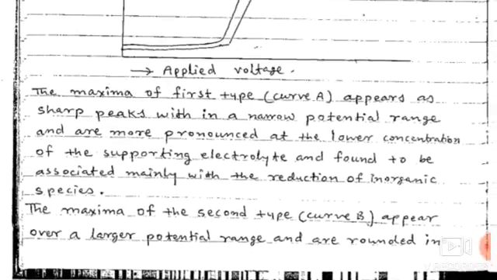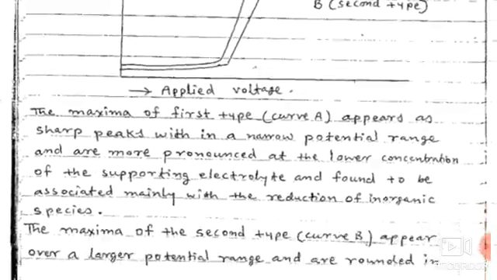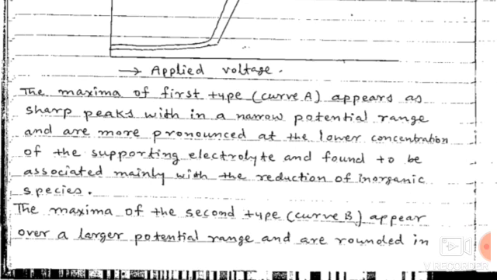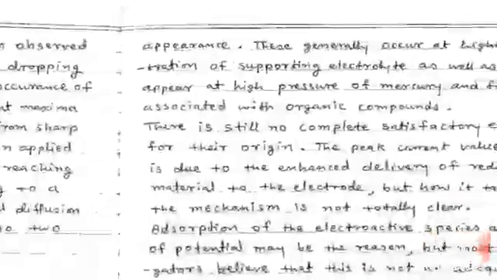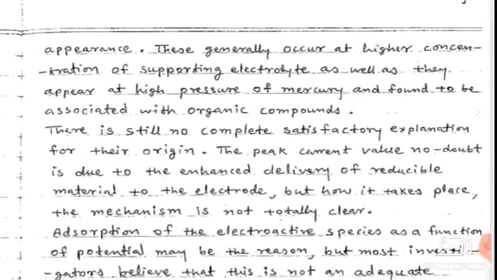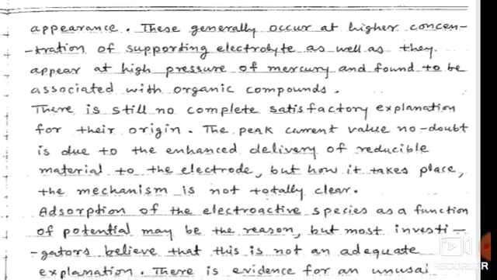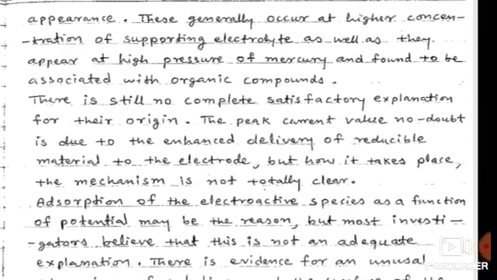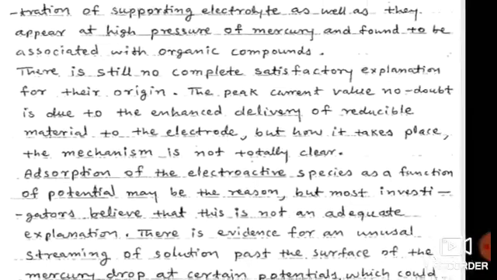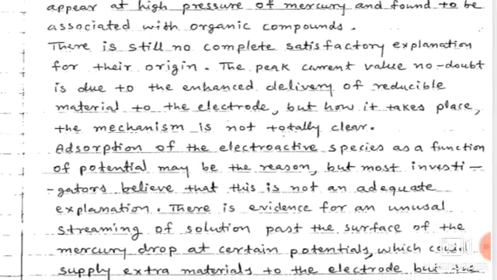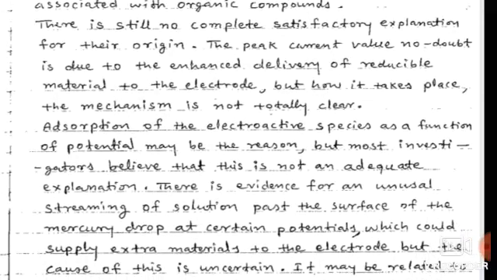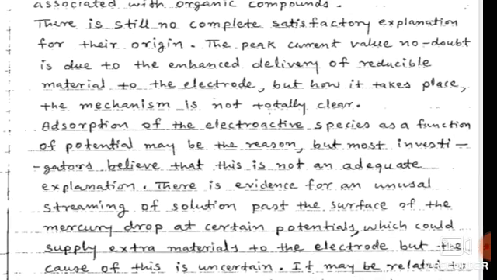And the maximum of the second type, that is curve B, the hump type of curve, appears over a long potential range and is rounded in appearance. This generally occurs at a higher concentration of the supporting electrolyte, as well as at a high pressure of mercury, and is found to be associated with organic compounds. There is still no completely satisfactory explanation for their origin.